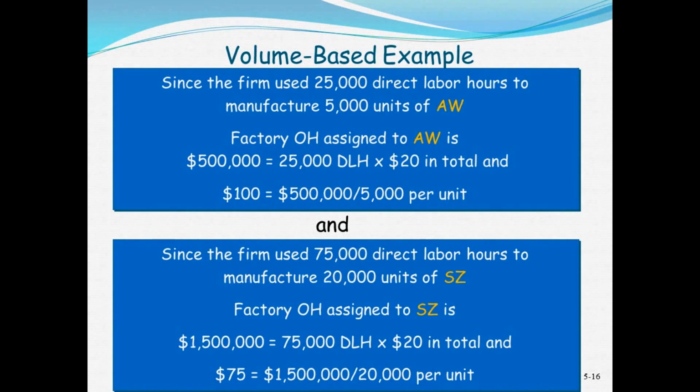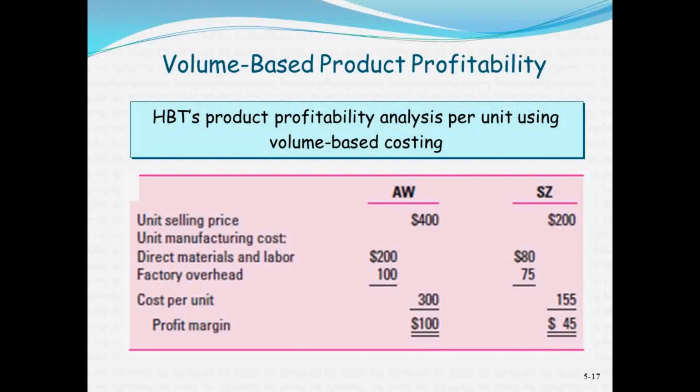And you can then look at the profitability of each product. We know they sold AW for $400 and SZ for $200. We were given the $200 and $80 direct costs, and we just determined the overhead using the volume-based method. So both products made a profit. AW made $100 and SZ made $45.